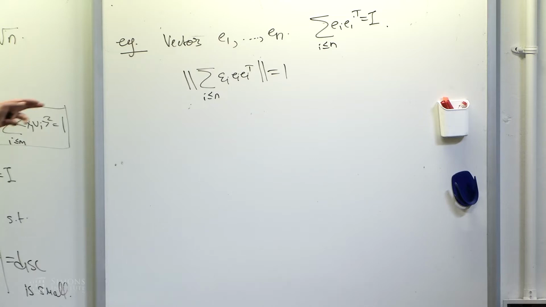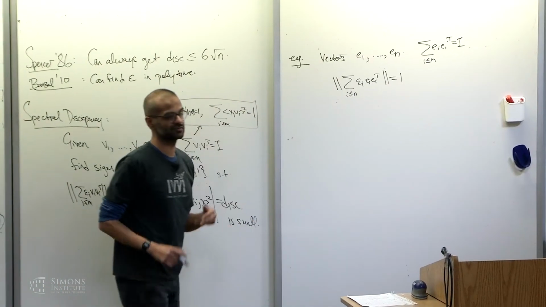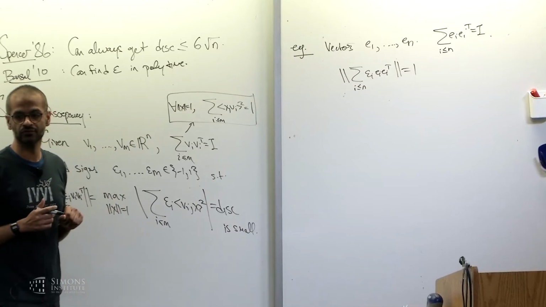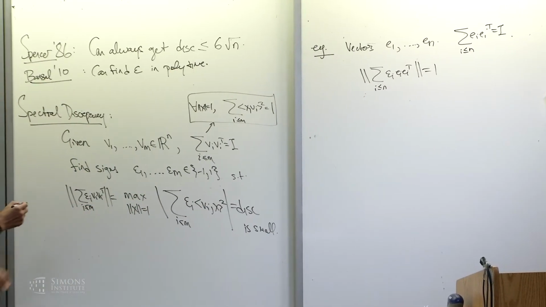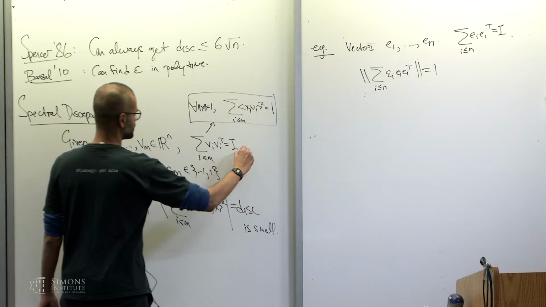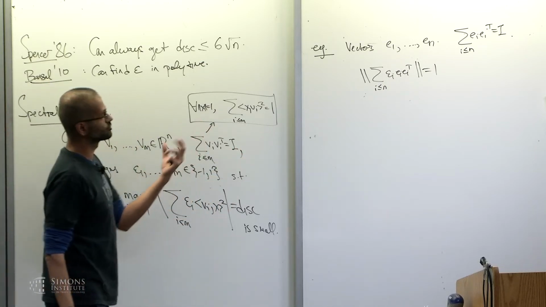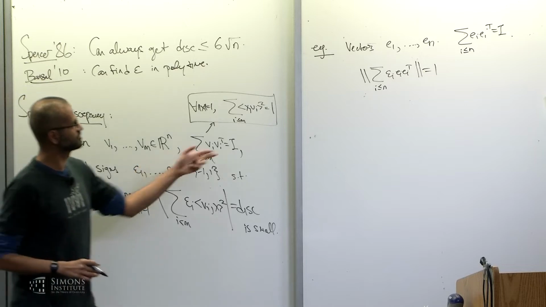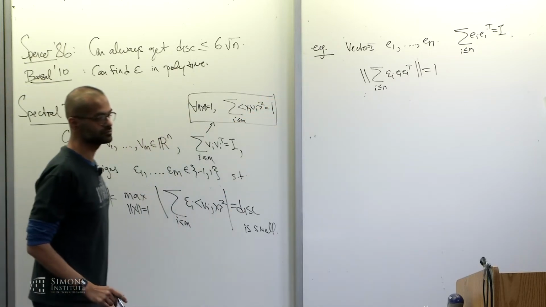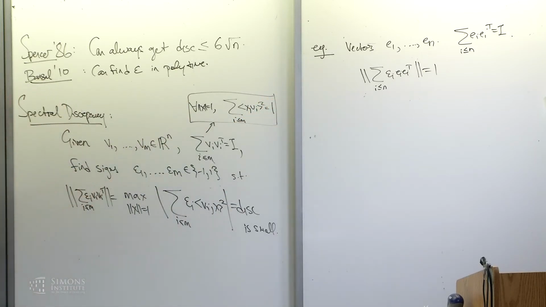Right? So for this example, you can't beat 1. There's nothing non-trivial you can do. So to make this a sensible question, you have to add one more condition, which is that the vectors are not too long. If any of the vectors are unit vectors, you're going to run into this problem. It doesn't matter what sign you put, you're going to get a norm of 1.